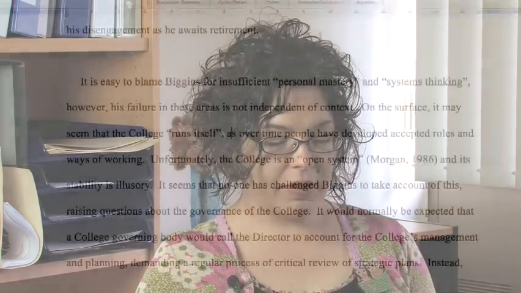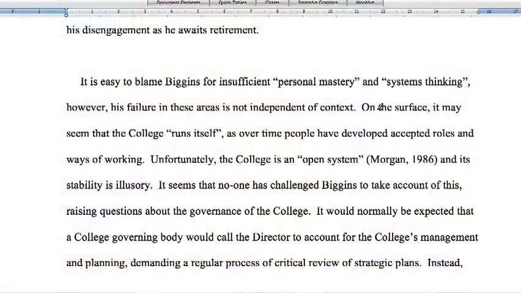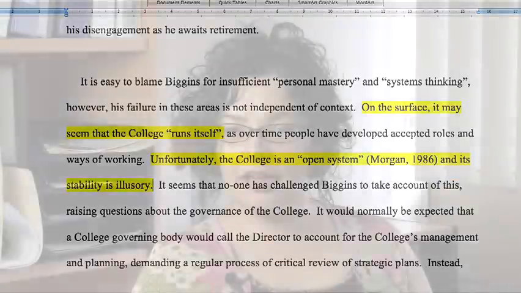In this example, what you can see is an appropriate use of the literature, but also the author's critical voice is evident. For example, she talks about a college looking like it runs itself on the surface, with people having developed acceptable roles and ways of working, but notes that the college is an open system and its stability is illusory. You see there both a reference to the literature and her critical voice in the illusory stability of the college.